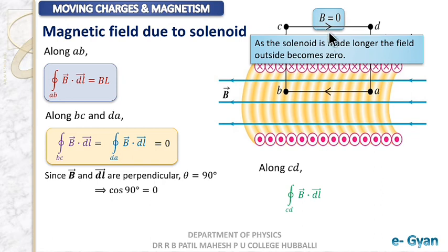The reason is the magnetic field outside a long solenoid will be 0. That is, fewer field lines will be there, and as the solenoid is too long, outside we assume it to be 0 itself. So here B comes out to be 0. That's why we have this value to be 0. So we have got all the values of the integrals.